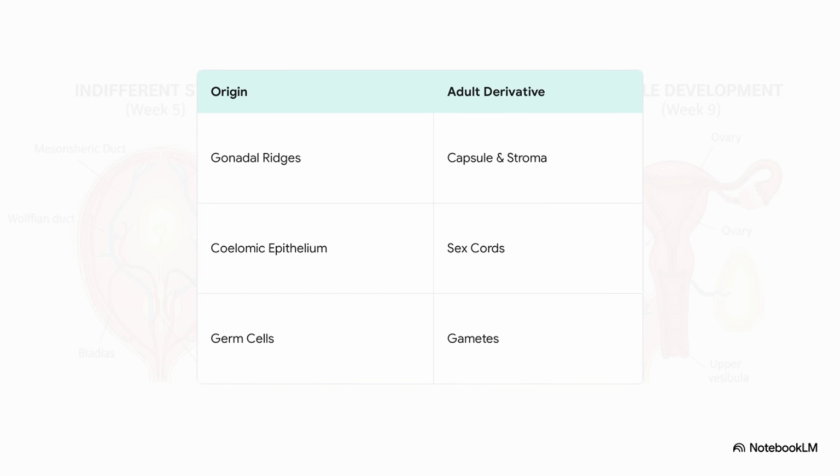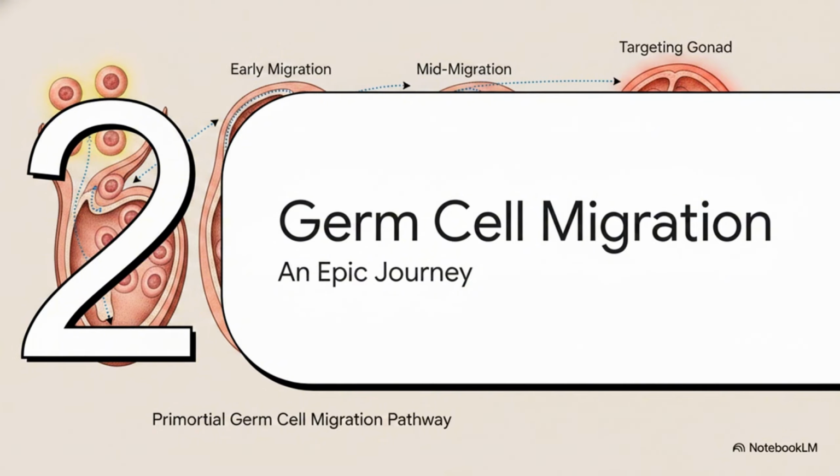Source number 2 is the coelomic epithelium. This covers those ridges and forms the primitive sex cords. Later on, those become your Sertoli cells in males or follicular cells in females. And finally, the third source, the primordial germ cells. These guys start way out in the wall of the yolk sac and eventually become the actual gametes, your spermatogonia or oogonia. Which brings us perfectly to part 2, primordial germ cell migration.